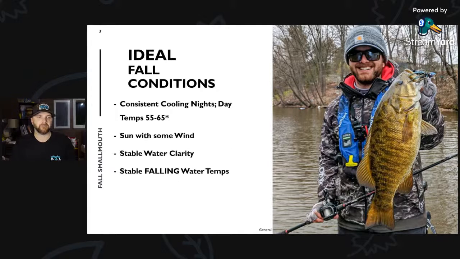They're constantly moving. When I'm thinking about ideal fall conditions, I'm really thinking about consistent cooling nights. I don't want nights that go from 30 degrees one night to a 50-degree night the next to a 60-degree night. I want it to be consistent cool nights. And then I want the day temps to be between 55 and 65 degrees. The reason for that is that's going to keep that water stable. It's not going to cause it to really warm up or get really cold really quickly. So those really consistent days are something that I think are really important during the fall.